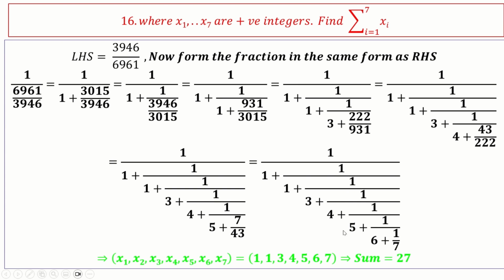Now these are all my x1 to x7s. So the sum of all this is 27. That is the answer. I think this is easy to moderate. I would say easy, but it's okay. You have to do it patiently without making a single mistake in the fraction. So it's moderate.